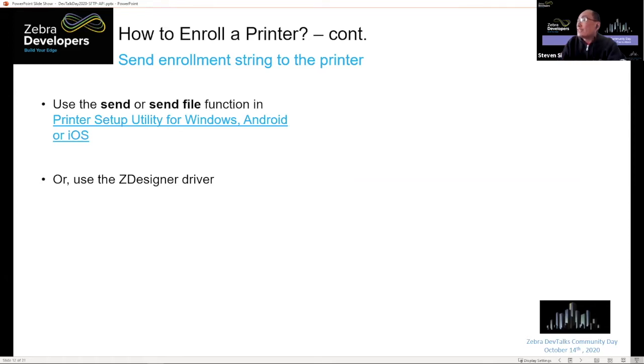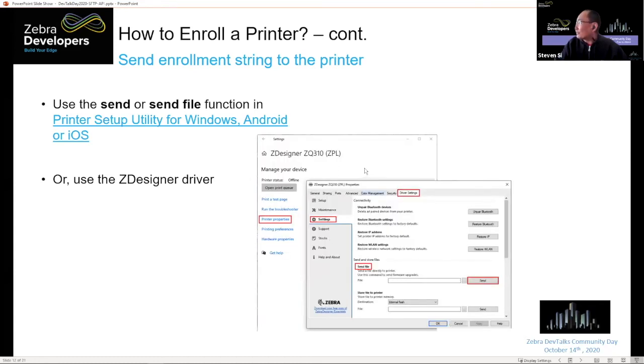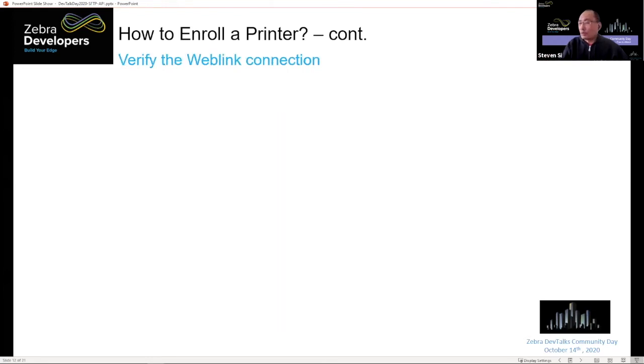And another alternative, you could use the Z-Designer driver on your PC. So how do you get that? You just type in the Windows search panel, search for printers and scanners. It will pop up a window and give you a list of those connected printers. Then you click on the Manage button, and that will pop up the details of the drivers. You select the printer properties and go to the driver settings and click on settings. You will see there is a button called Send File, which allows you to navigate to the location where you have that enrollment string stored, and then click on the Send button. So that will send this enrollment string onto your printer, right?